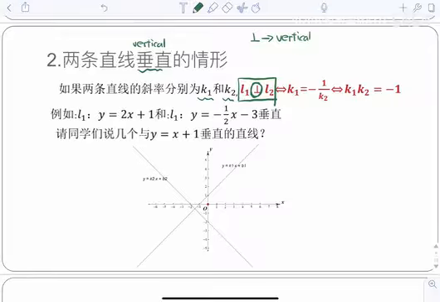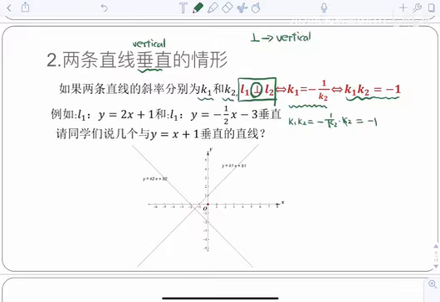So if L1 is vertical to L2, it means K1 equal to minus 1 divided by K2. So on both sides we multiply by K2, which means K1 times K2 equal to K2 分之一 times K2, so equal to minus 1. So you can get this. So if L1 is vertical to L2, K1 times K2 equal to minus 1. So if I tell you two lines and you find K1 times K2 equal to minus 1, we can say these two lines are vertical.